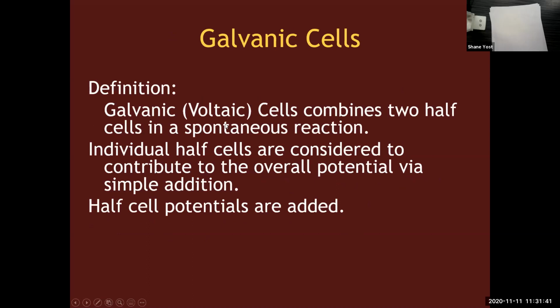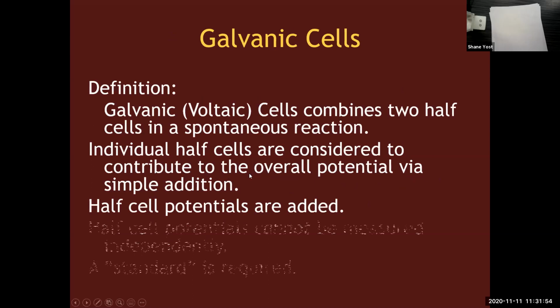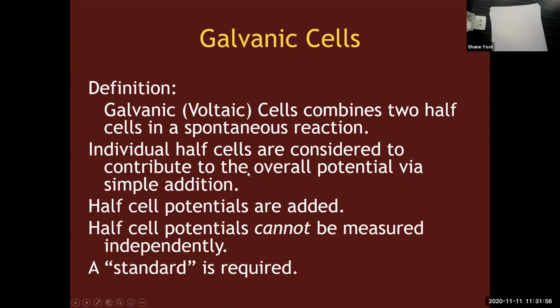And again, by definition, a galvanic cell is a spontaneous cell that has an overall cell potential that's positive. And you get the overall cell potential by just adding the cell potentials of the two half reactions.